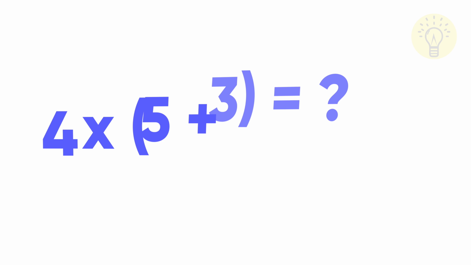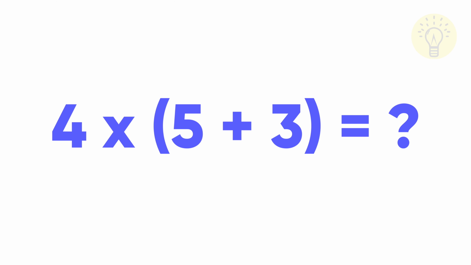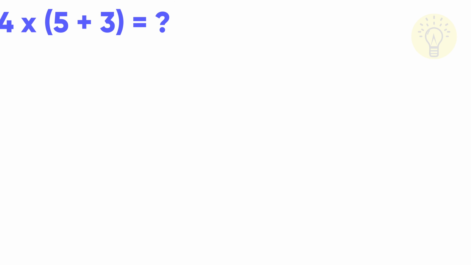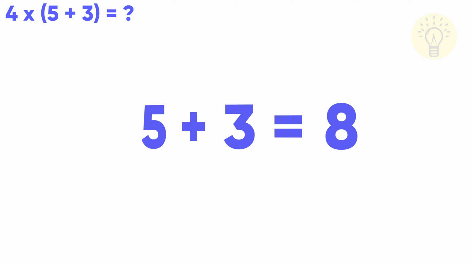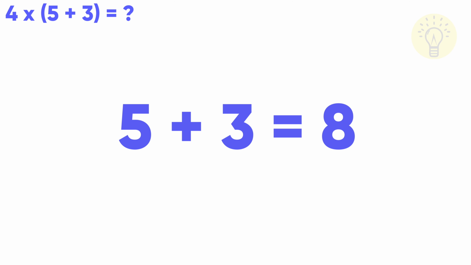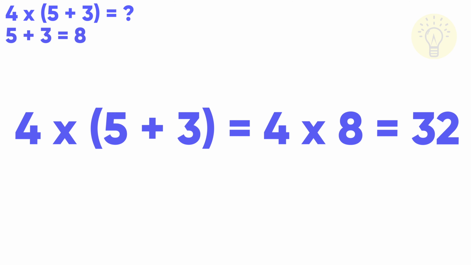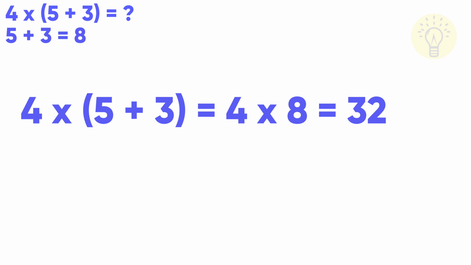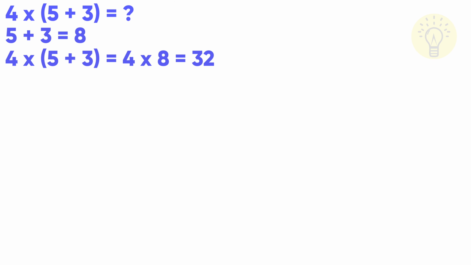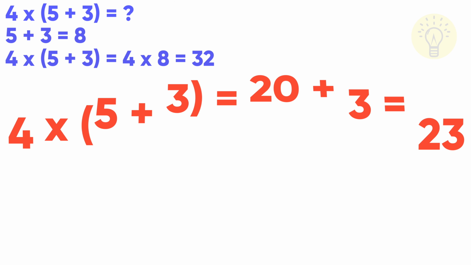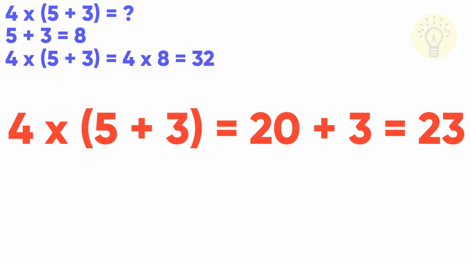Let us give you an example. What is 4 into (5 plus 3), written like this? Always remember brackets first. So 5 plus 3 you get 8, then multiply it by 4, you get the answer 32. Some people make mistakes like this. They get the answer as 23.